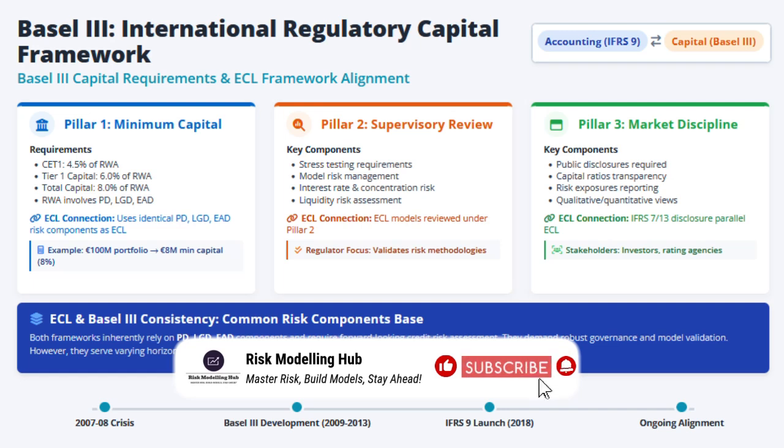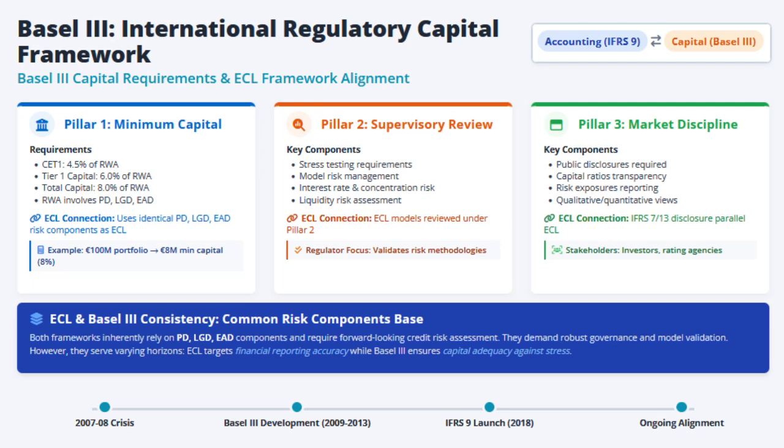Basel III capital requirements talk about three pillars. Pillar first, minimum capital. Pillar second, supervisory review. And third pillar talks about market discipline. And here's the key insight. Basel III capital requirements incorporate the same underlying credit risk components that we just discussed: PD, LGD, and EAD.